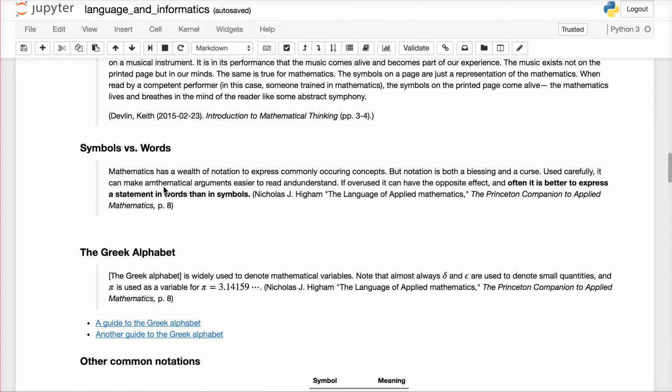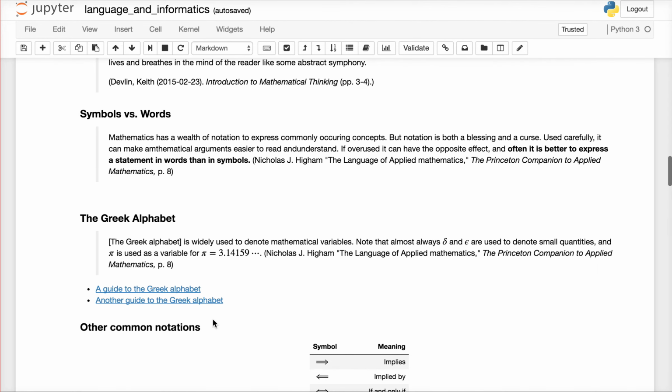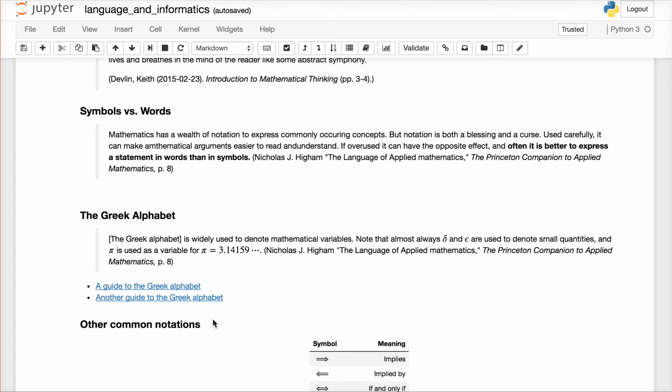One thing to make note of is that mathematics makes great use of the Greek alphabet to denote mathematical variables. It'll be a lot easier for you to be reading through various texts if you have a name and a sound associated with each of these symbols that are coming up. So I have here some links to the Greek alphabet, so you can review those.